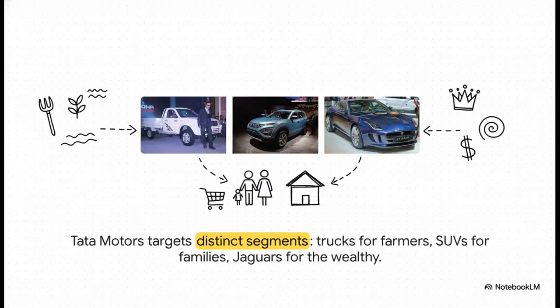And Tata Motors is a perfect example of segmentation in action. They don't have a one-size-fits-all car. No way. Instead, they identify these distinct market segments and then design products specifically for them. The Ace mini truck is for their commercial and agricultural segment. Their SUVs are targeted right at the family segment, and because they own Jaguar, they can also target the high-end luxury segment. Each of those products has a different price, different features, and is promoted in a totally different way to reach its specific audience.